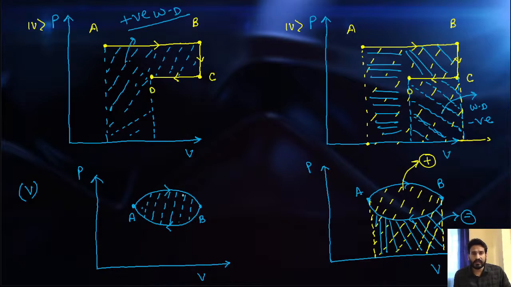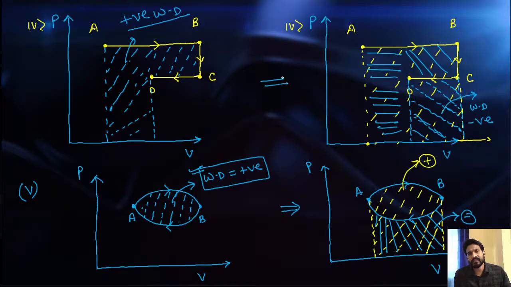And what is the overall work done? Positive is the overall work done. Am I clear with this? Yes or no, guys? So if you find any cycle of this kind, then the work done by the gas is nothing but the area of the loop. So this is the area of the loop, right?